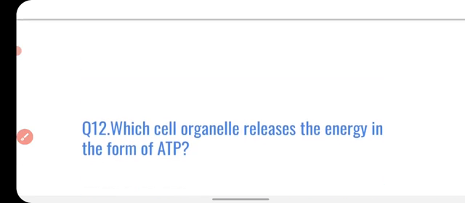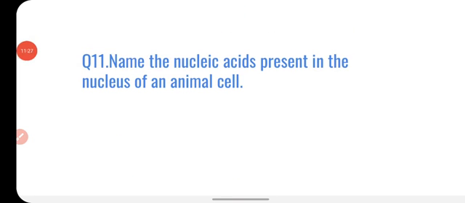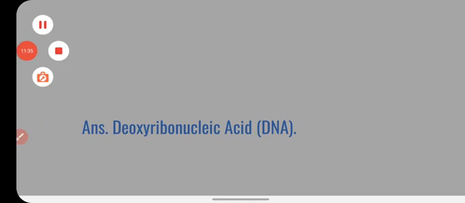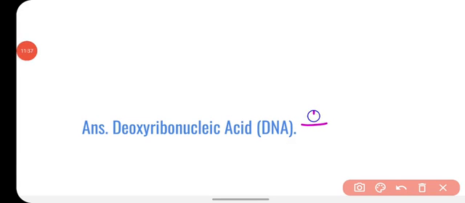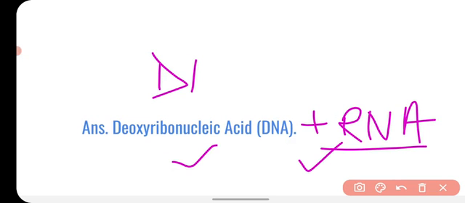Next question is, which cell organelle releases the energy in the form of ATP? Here in this question, name the nucleic acid present in the nucleus of an animal cell. The deoxyribonucleic acid, DNA, as well as the RNA. Both the nucleic acids, DNA as well as RNA, are found in the animal cells.